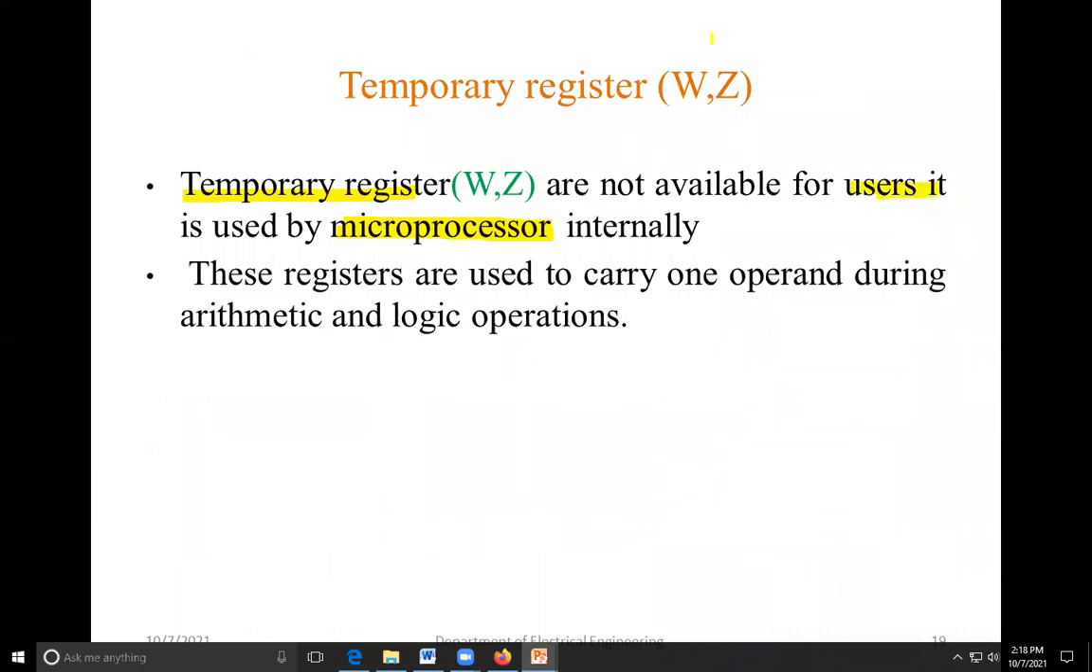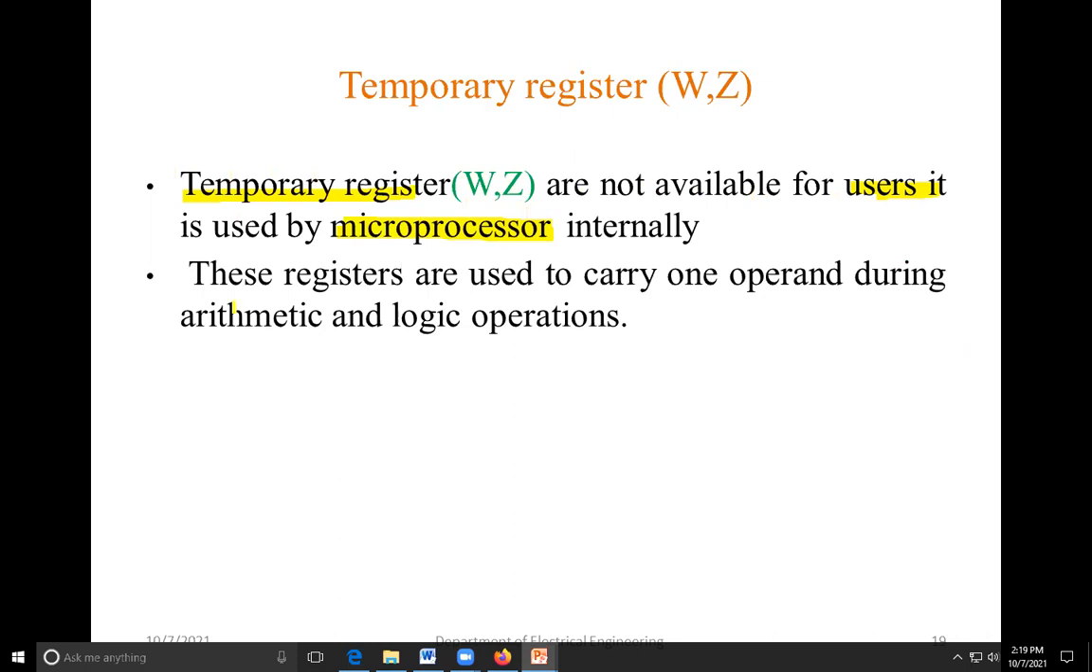See, this is a very important question at the time of your online examination, and also at the time of the oral examination. What is the temporary register? Temporary register is W and Z. It is only used by the microprocessor. This register is not available to the users.